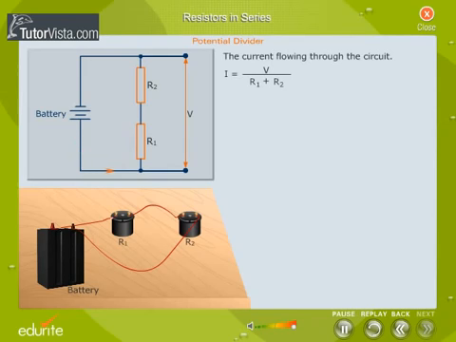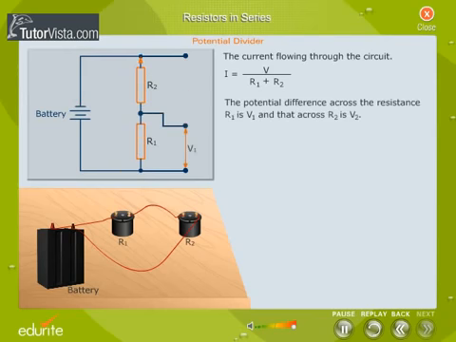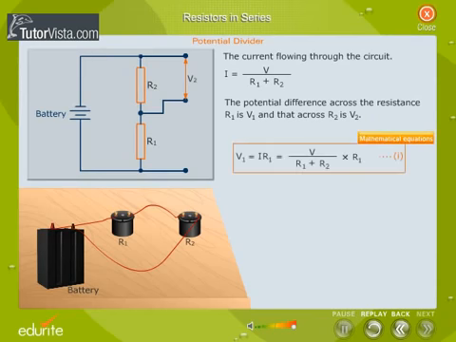The current flowing through the circuit is I is equal to V by R1 plus R2. The potential difference across the resistance R1 is V1 and that across R2 is V2. V1 is equal to IR1, that is equal to V by R1 plus R2 into R1.